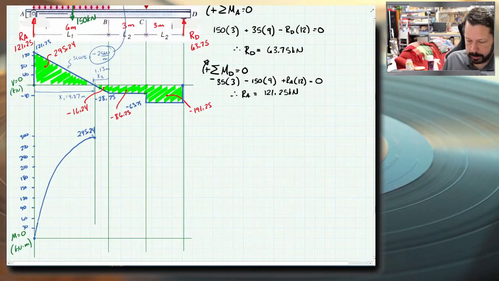And then I'm at 295.24. I subtract off 16.24. So I'm at 279. So something like that. Also curved.